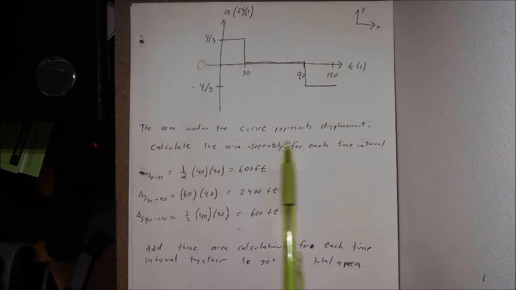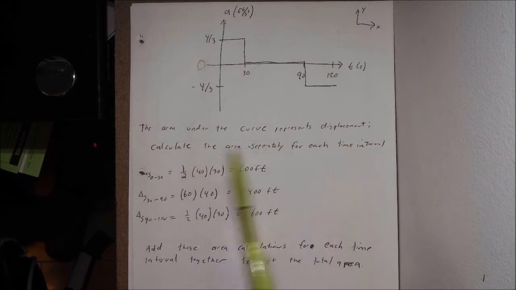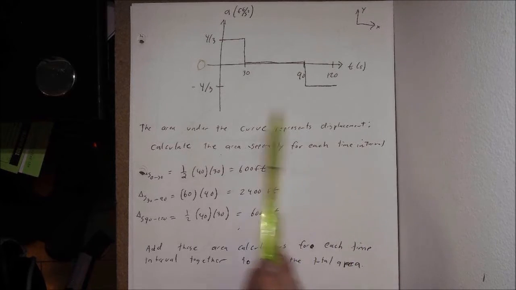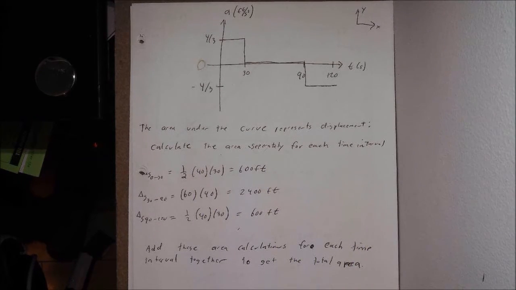So the area under the curve represents the displacement. So next we want to calculate out the area separately for each time interval. So this is how we're going to get to our next part of our solution.